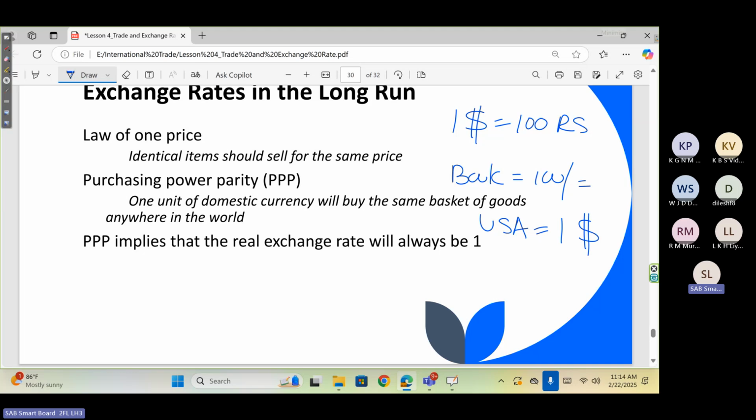Identical items should sell for one price. Underline identical item.